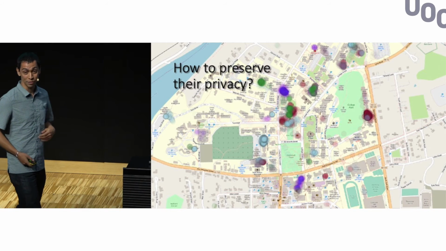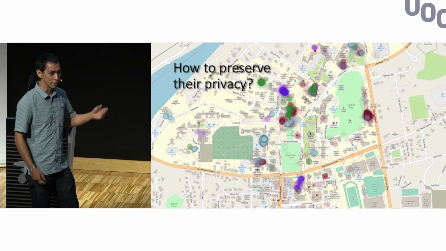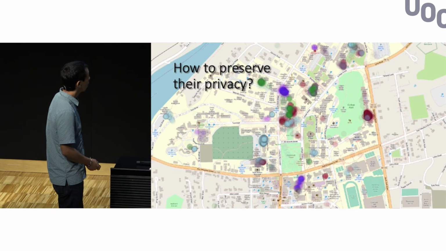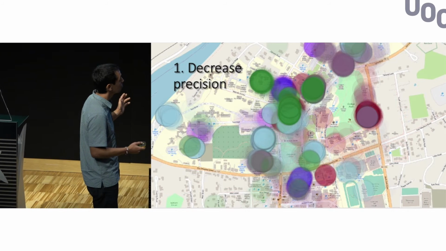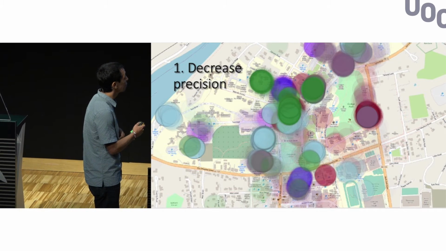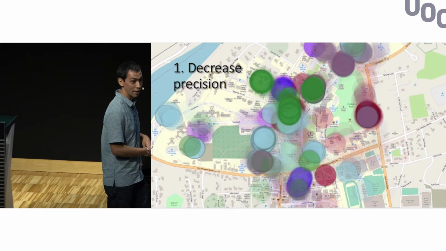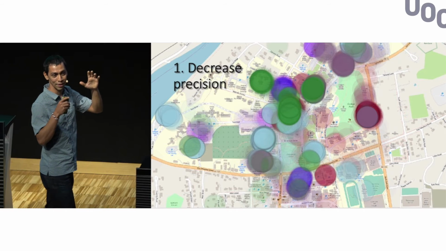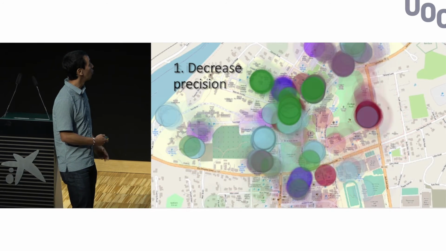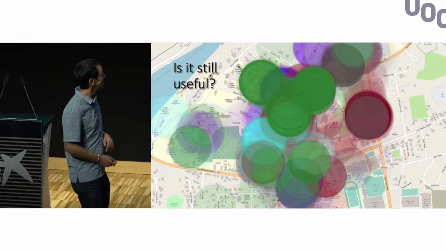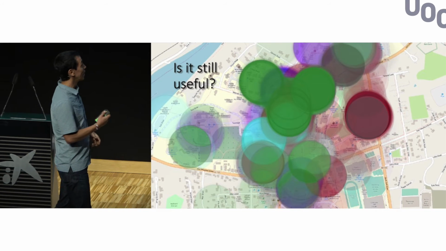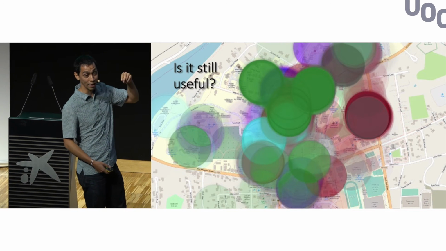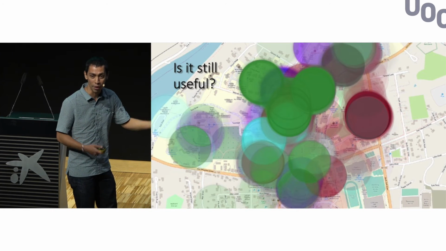So what is our research question? How can we preserve their privacy given this? We can decrease the precision. We can say, well, they are not here, but they are in these bigger circles. But still, here is the medical facility, here is the building, here is the rowing club, and these circles cover actual buildings, so we still know this. Okay, we can decrease the precision more, but it's still useful. How can we measure how useful it is and how private? Is it still private or not? How much more private is it?